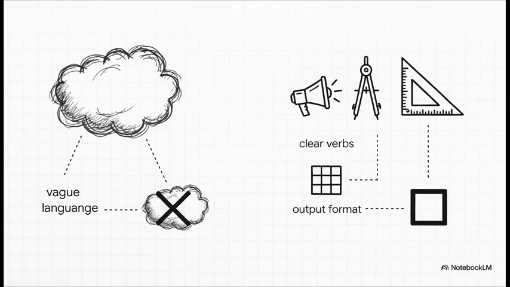Vagueness is your enemy here. So instead of saying something weak like, tell me about this, you give a command. Use strong verbs like summarize this article in exactly 3 bullet points, or extract the names and addresses from this text into a JSON object. The more specific you are, the less wiggle room the AI has to get it wrong.